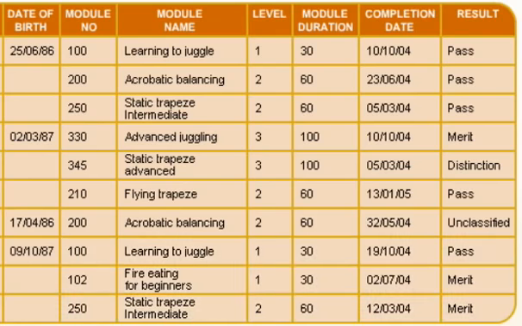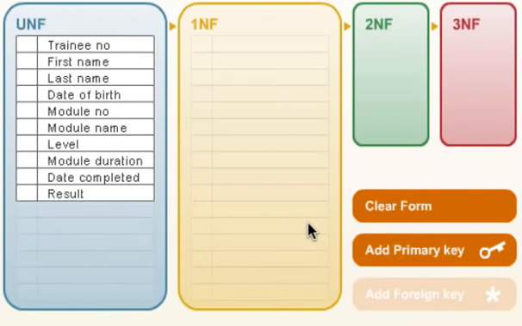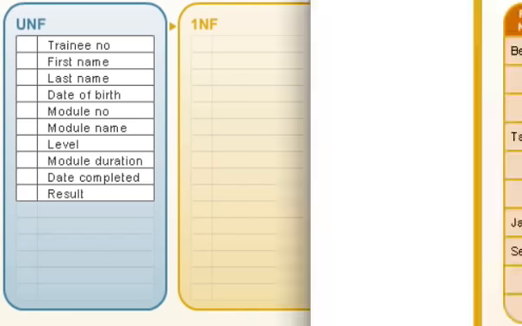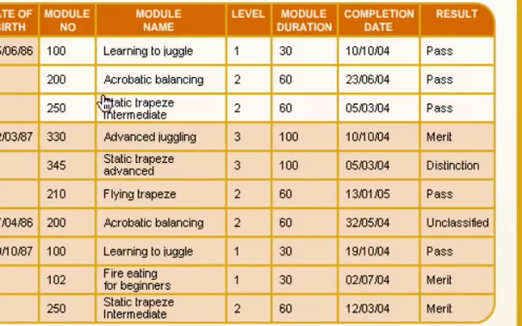So let's have a look at getting this into first normal form. The first step of getting into first normal form is to split it up so that there's a table that has attributes that repeat and attributes that are not repeating. If we look back at our unnormalized data, you can see that the module number repeats, the level repeats, the module name repeats, the duration repeats, the completion date repeats, and the result repeats. The only things that don't repeat are these four here: the first name, the last name, the trainee number, and date of birth. So I'm going to split that up.